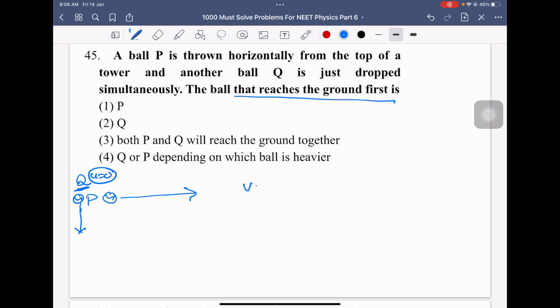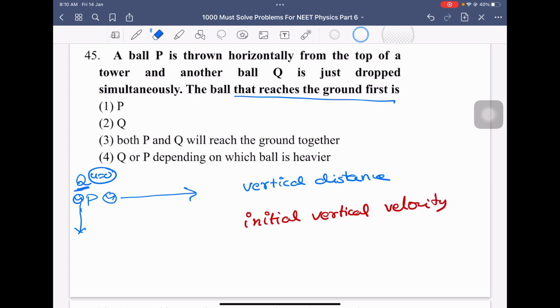To travel vertical distance, correct? No. To travel vertical distance, initial vertical velocity is important. For ball P, what is the initial vertical velocity? Since the ball is thrown along the horizontal, initially there was no vertical velocity. Initially the ball was going along horizontal. Later on, slowly it will get some vertical velocity. So u_y is equal to 0.